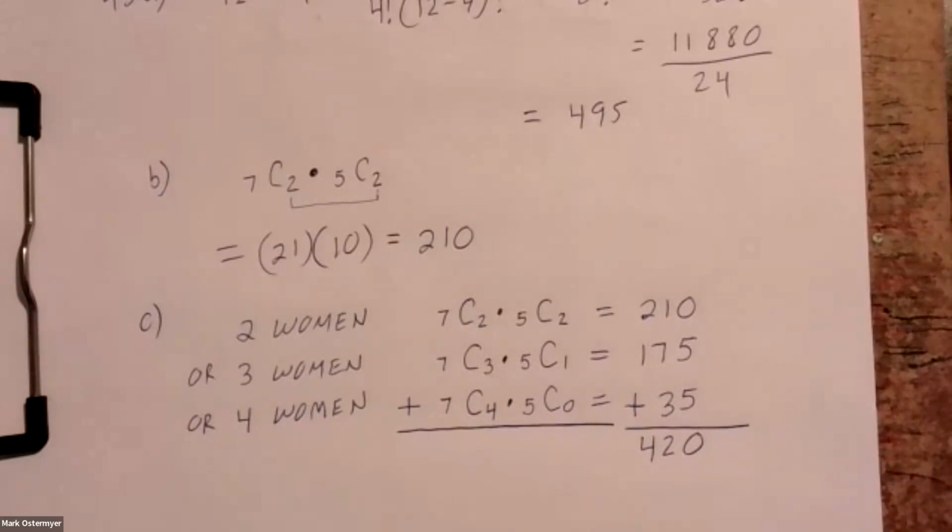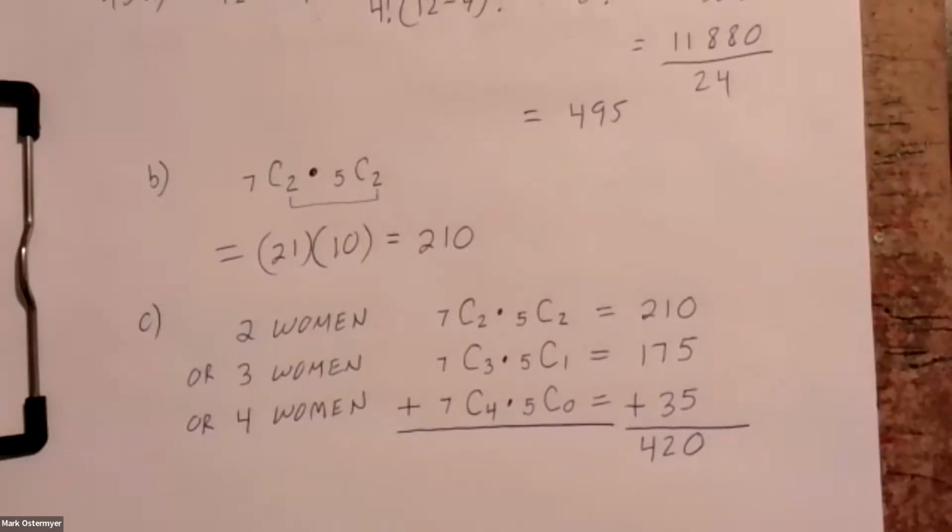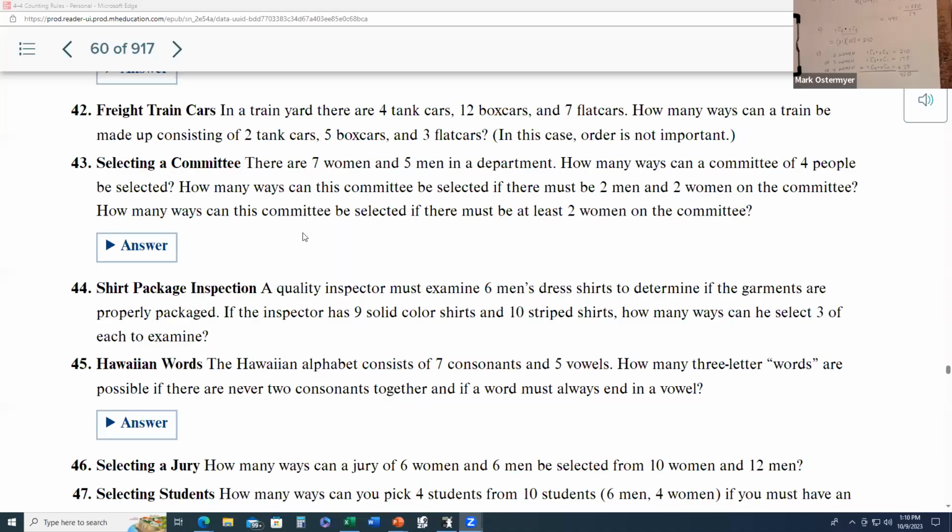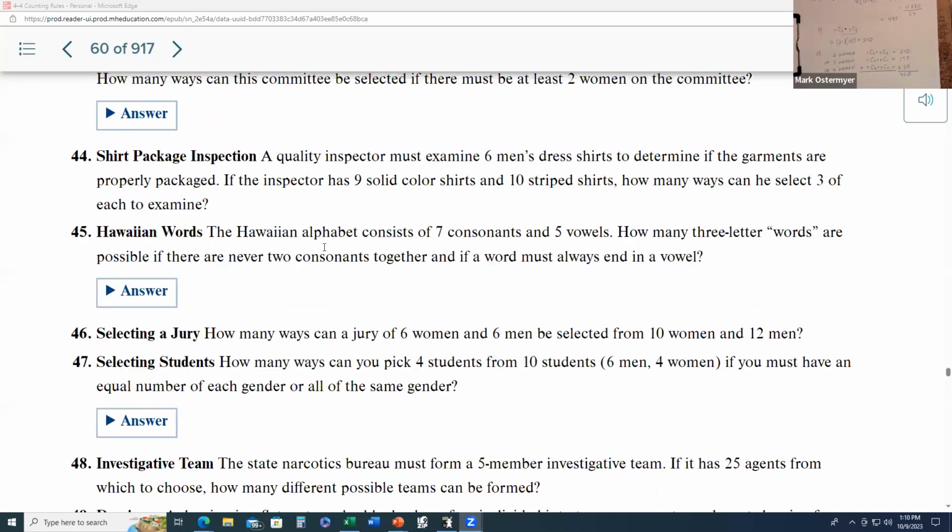Did anybody get that there? 420? Yep. Okay. All right, so we'll call that classwork number 1. All right, that was number 43. All right, I'm going to have you play around with number 45 for classwork number 2. 45. We'll call this classwork 2.